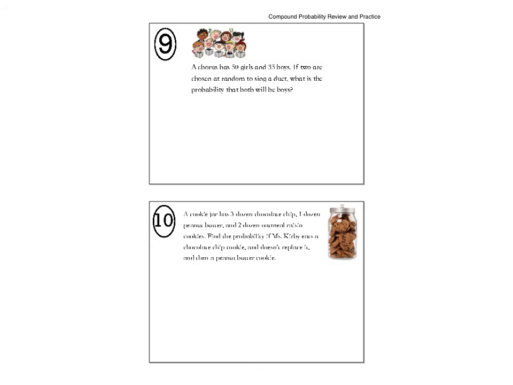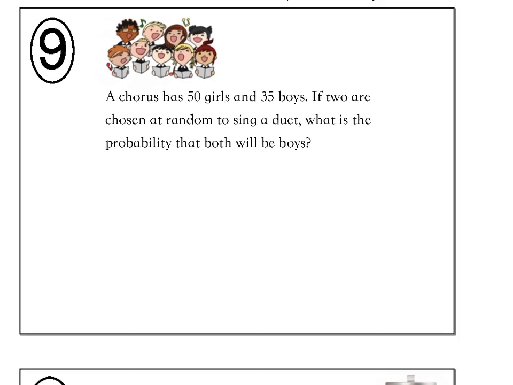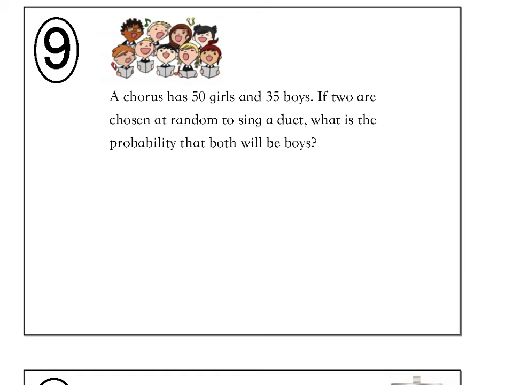All right, and in our last 2 problems, let's get these 2 set up. So a chorus has 50 girls and 35 boys. If 2 are chosen at random to sing a duet, what is the probability that both will be boys? All right, so both will be boys, right? We're looking for both being boys. So we want to figure out the probability of having a boy chosen times a boy chosen, right? And so we're going to figure out our possible over our total for both of these.